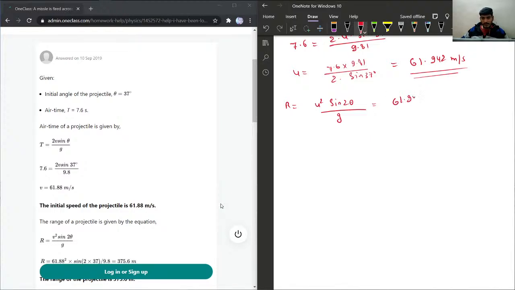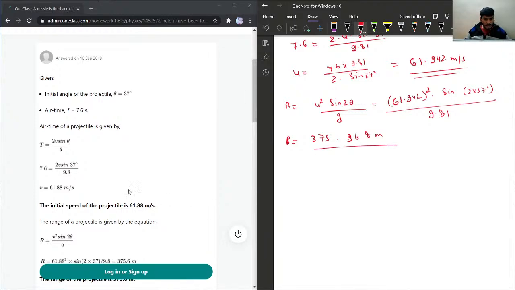Velocity 61.942 whole square, then we have sine of 2 into 37 over 9.81. So again I'll use my calculator. So answer square into sine of 2 into 37 divided by 9.81. So range is 375.968 meters.